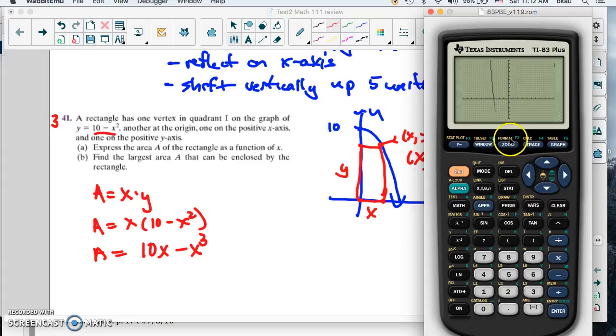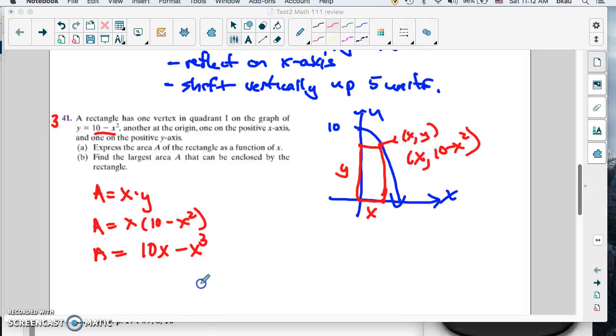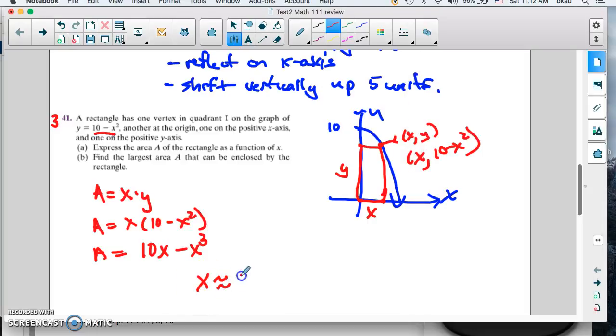Graph again. So it looks to me that there's a maximum right here. It'll give us a maximum area. So let's try that and find that. That's under second, calculate, maximum. We're going to go left bound. We'll get close to the maximum. There we go, push enter. Go to the right of the maximum, push enter. Go where we think the maximum is, push enter. So it looks like our x value here is about 1.825 or 1.83. So x is approximately 1.83.